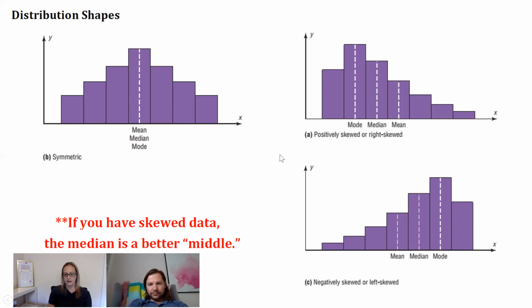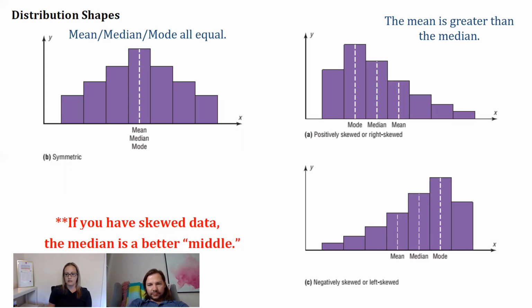If your data is positively skewed or right skewed, then the mean is greater than the median. And then vice versa for negatively skewed or left skewed. When your data set is like that, the mean is going to end up being less than the median.